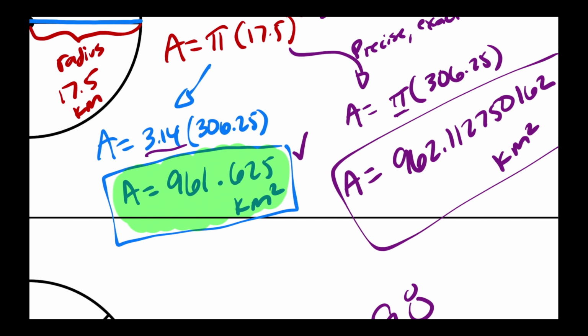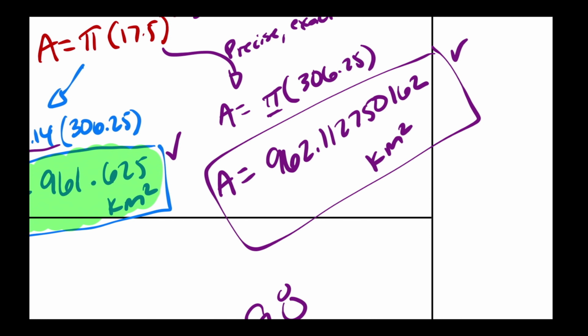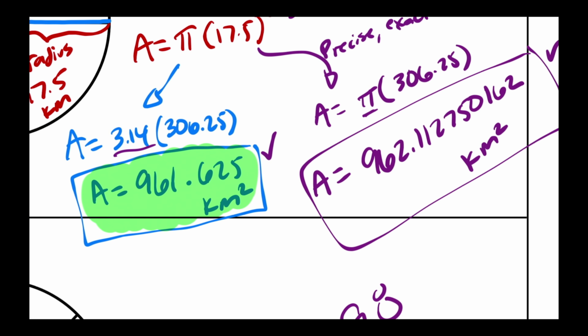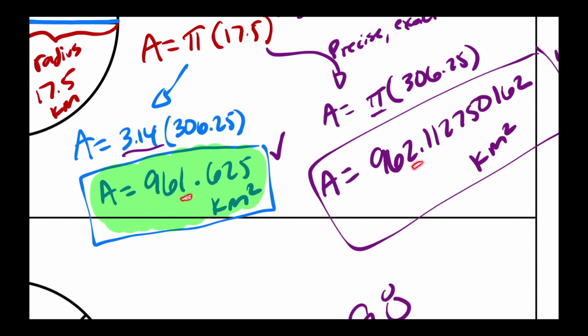Okay, if you're a scientist, you definitely want to use the pi button, because this little difference, for a math student, is not that big. For a scientist, it's huge, huge, huge.